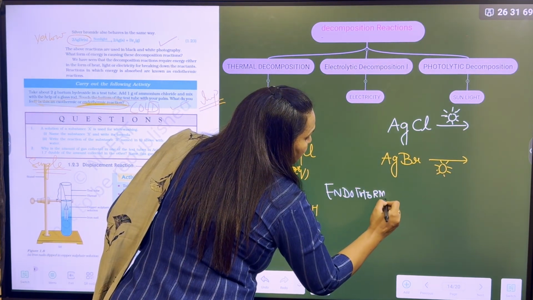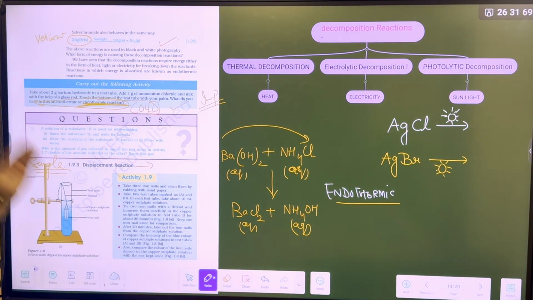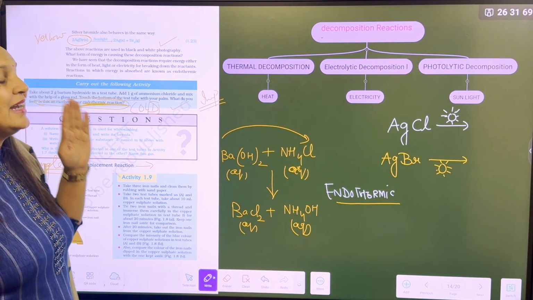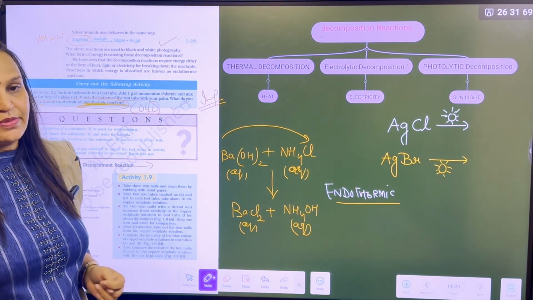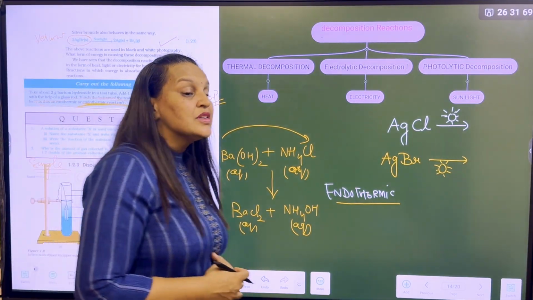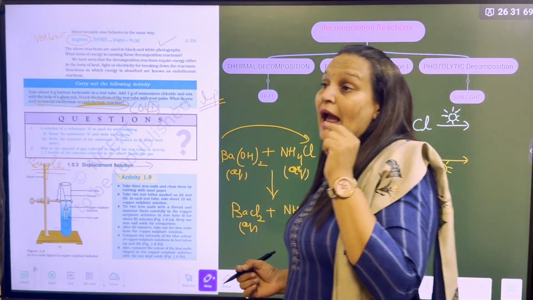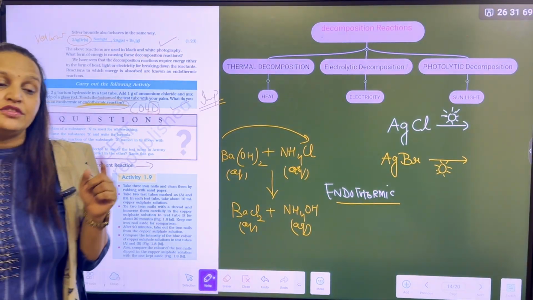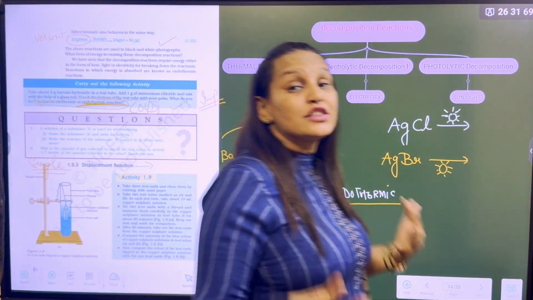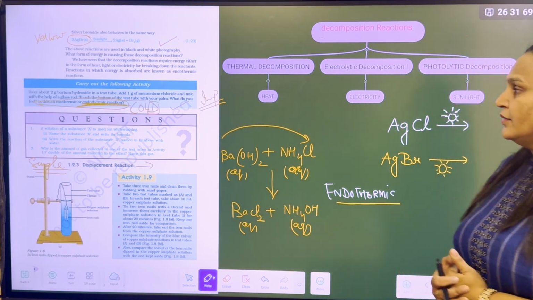Please remember this reaction, barium hydroxide with ammonium chloride. It is a double displacement reaction. It is an endothermic double displacement reaction. Sometimes the examiner asks, give one example of an endothermic double displacement reaction, or a reaction which is double displacement as well as endothermic. Hope everybody is clear.